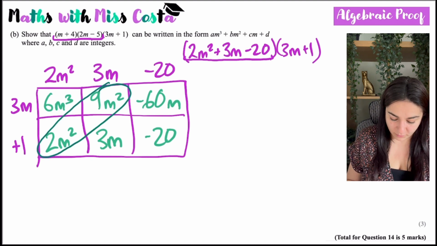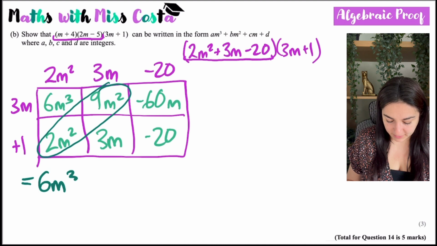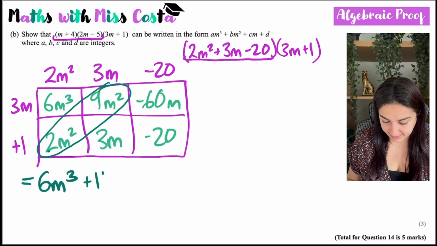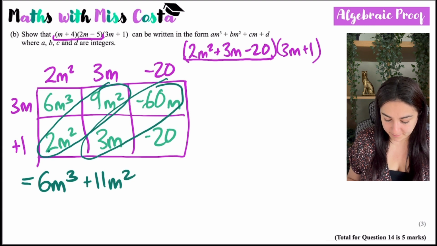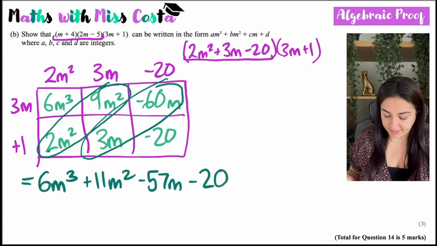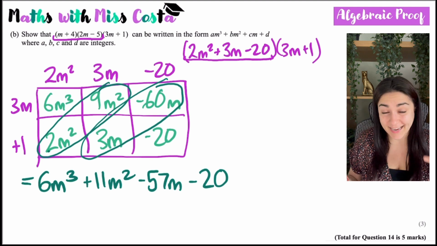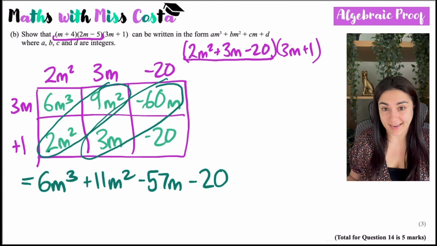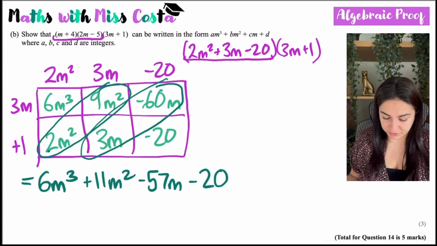So if we write all of this out, we've got 6m cubed. And then I know these are going to simplify. So 2 plus 9 is 11m squared. Minus 60 plus 3 is going to be minus 57m, and you're going to be left with minus 20. So has that been written in the form am cubed plus bm squared plus cm plus d? Yes. Is everything an integer? Yes. So that is how you have shown that a, b, c and d are integers.